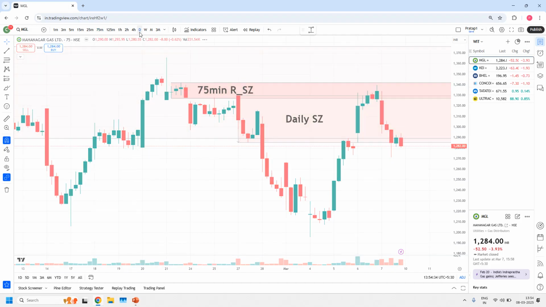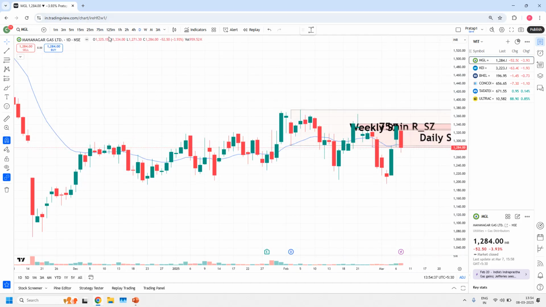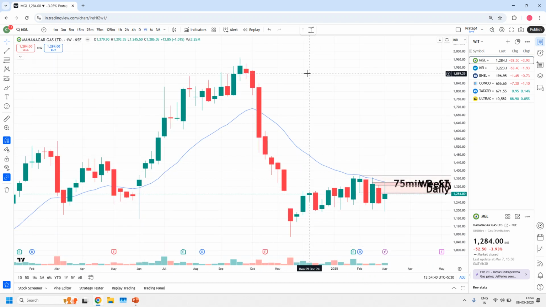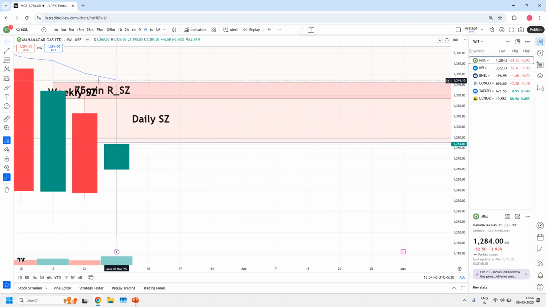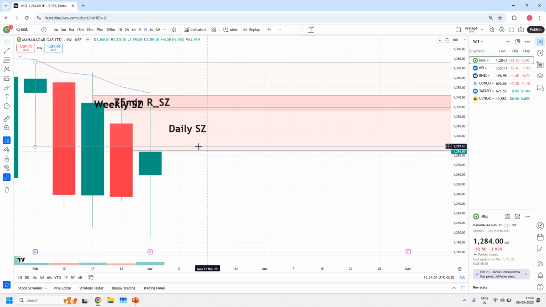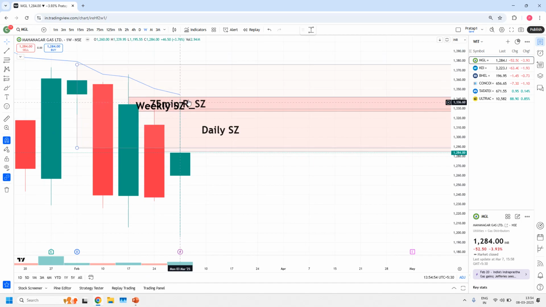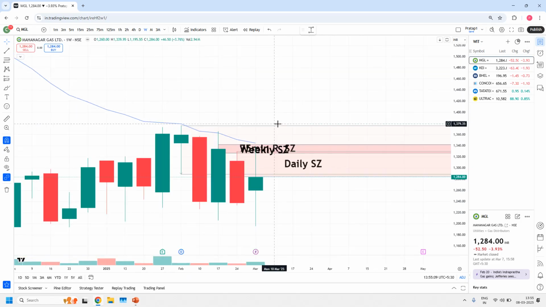Before that, look into the daily. This daily zone has daily EMA confluence. Look into the weekly. This weekly zone has weekly EMA confluence. See, price almost came near the weekly EMA, and from there how sharply price came down. So that means near the weekly EMA confluence, we have the 75-minute supply zone available. That's why price went almost close to the weekly EMA confluence. That is the reason why we identified this as a very powerful, high probability trade setup.